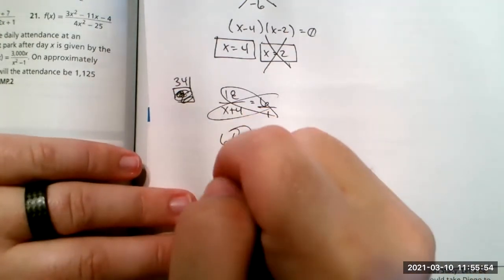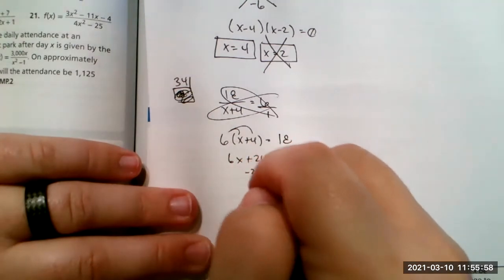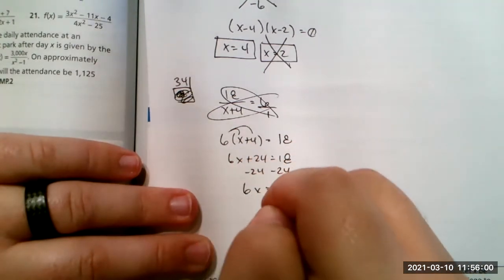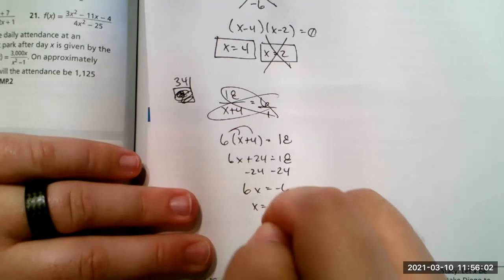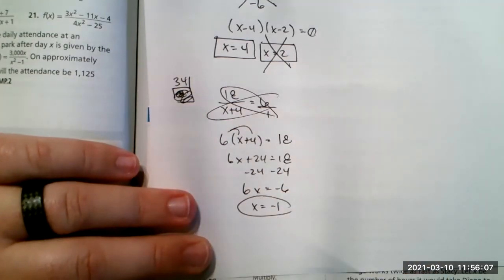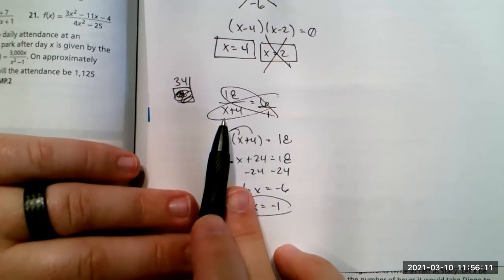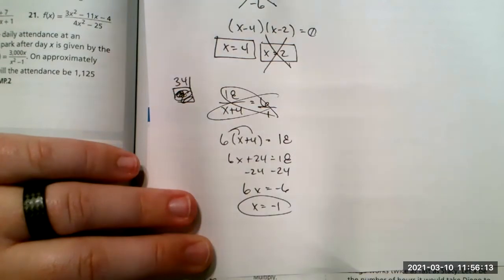Distribute my 6. Solve for x. So I'm going to subtract 24 from both sides. Divide both sides by 6, and I get x equals negative 1. Again, double check, make sure if you plug that in, it doesn't give you a denominator of 0, which it doesn't, so we're good to go. We'll keep that.